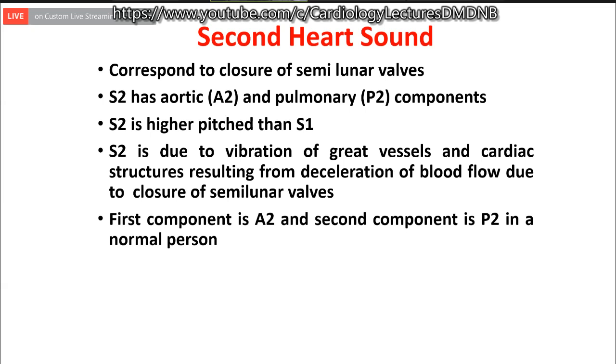There are two semilunar valves, the aortic valve and the pulmonary valve. The closure of the aortic component is A2, and the closure of the pulmonary component is P2, and these two second heart sound components can be distinguished separately. The first component is A2 and the second component is P2 in a normal person.